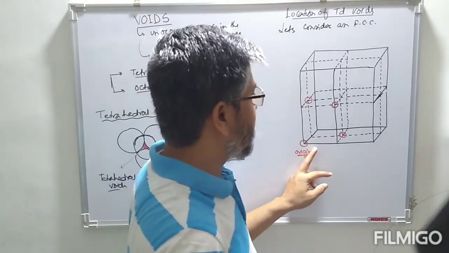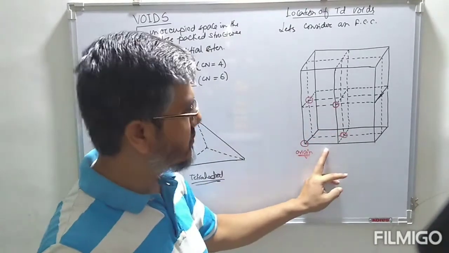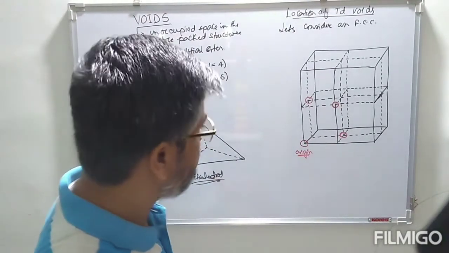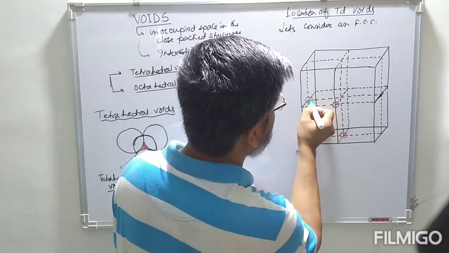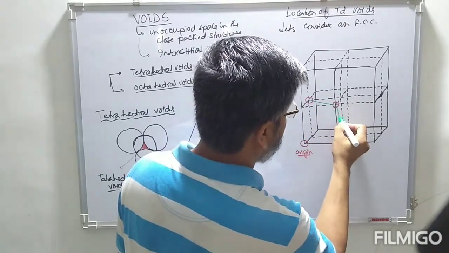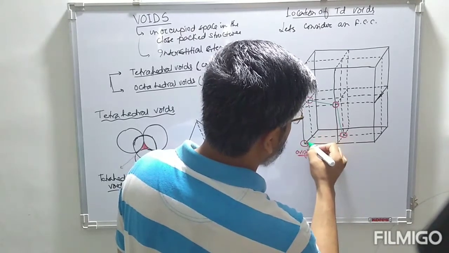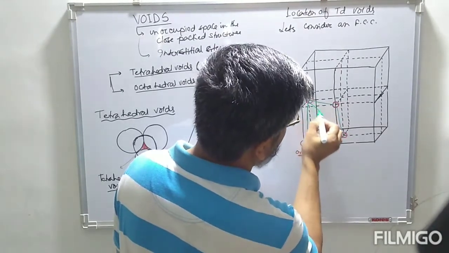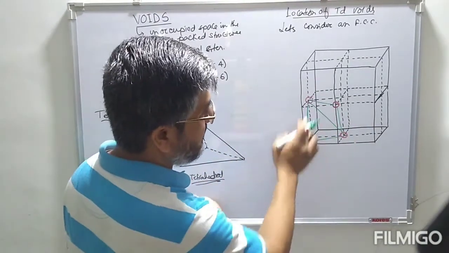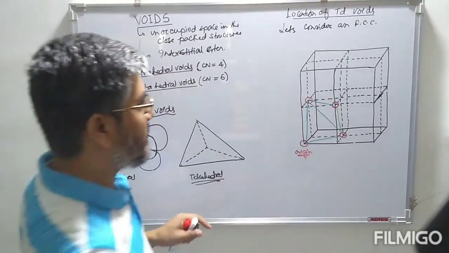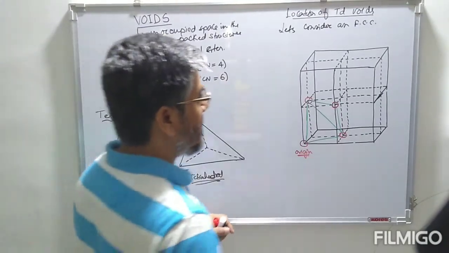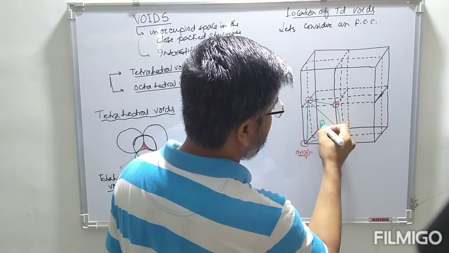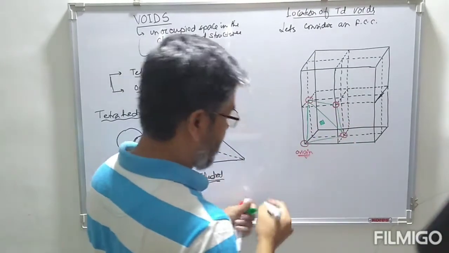Now since this corner atom is in contact with these four face center atoms, if we join all these, then we'll get a regular tetrahedron. So let's do this. Joining all these four atoms, we get a regular tetrahedron. Since we have a regular tetrahedron, the four atoms are in contact with each other. So exactly at the center of this regular tetrahedron, we have a tetrahedral void.